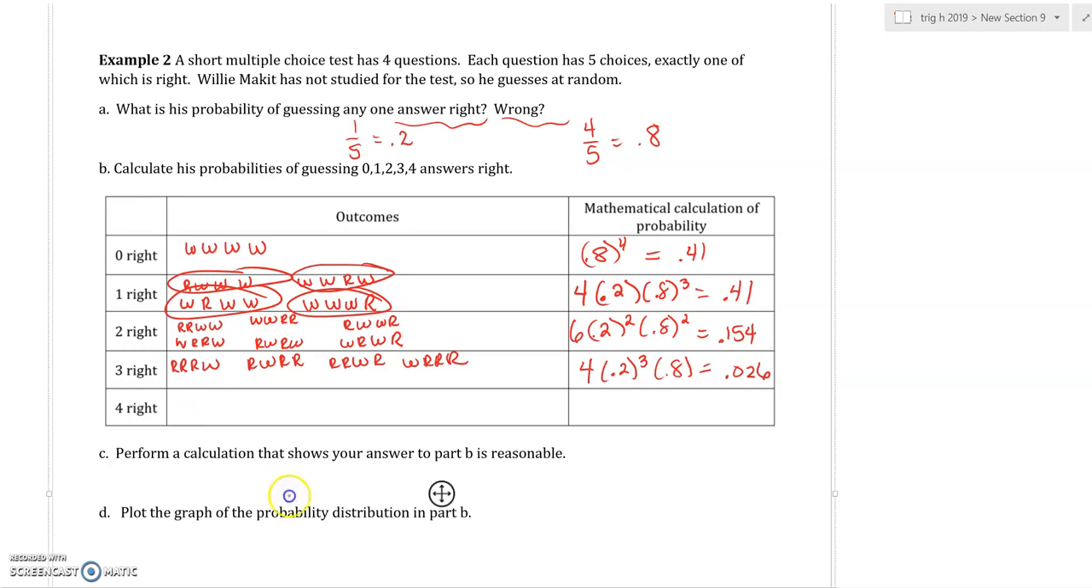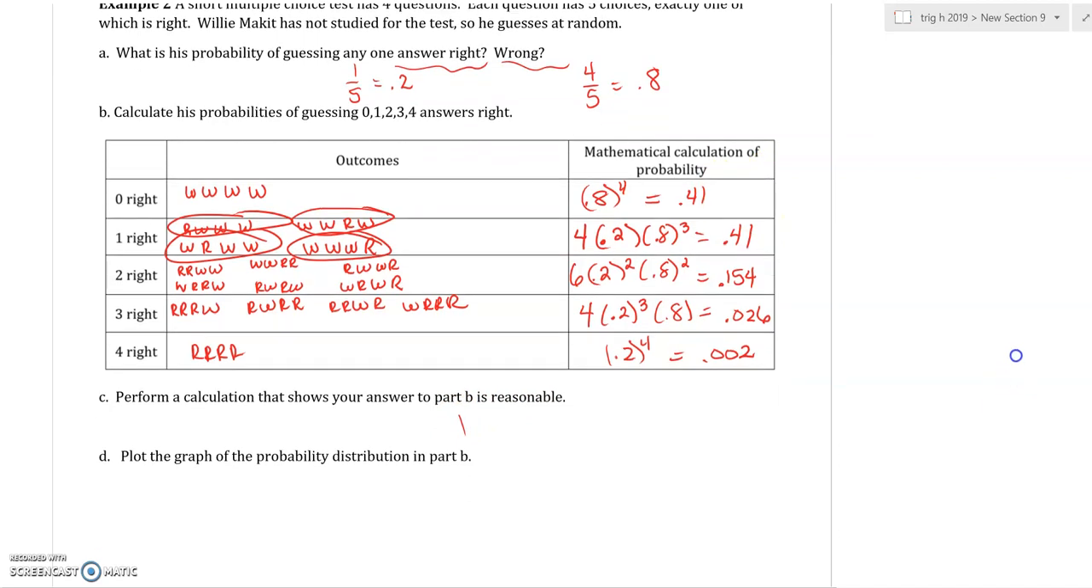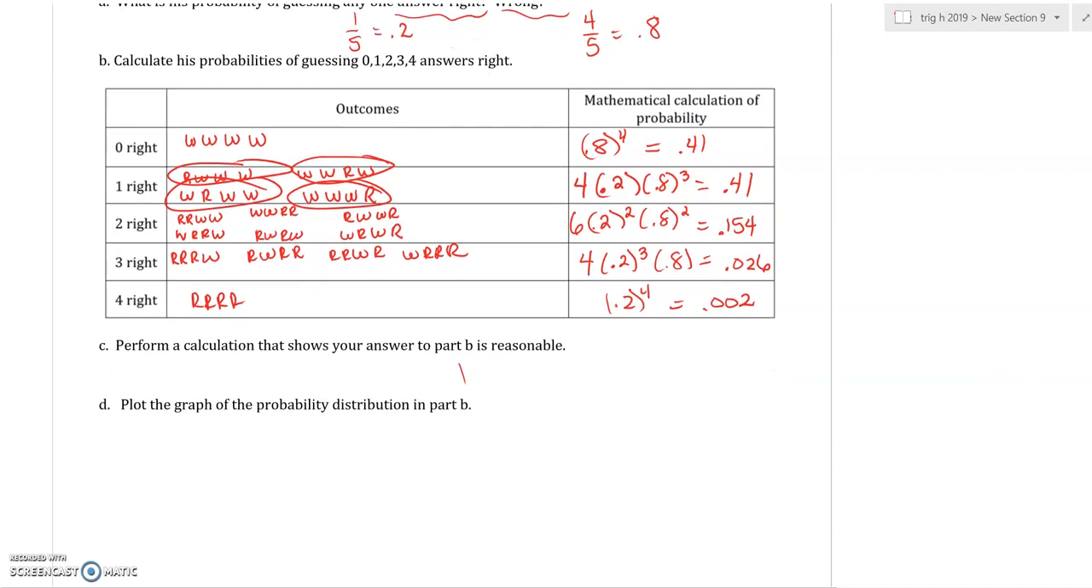So lastly, 4 right. Well, there's only one way to go right, right, right, right. So 0.2 to the 4th. So if I type that into my calculator, I get 0.002. So first of all, if you add all of these up, you get 1. So that means that this is reasonable, right?